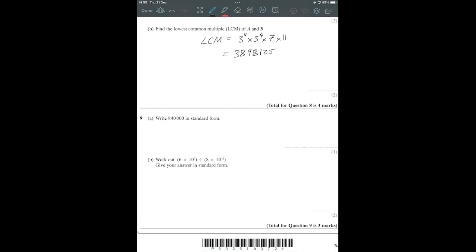Question 9, write that thing in standard form. Well, the number between 1 and 10 is 8.4. How far did the decimal place have to go? 2, 3, 4, 5 places. 8.4 times 10 to the 5 will be our answer.